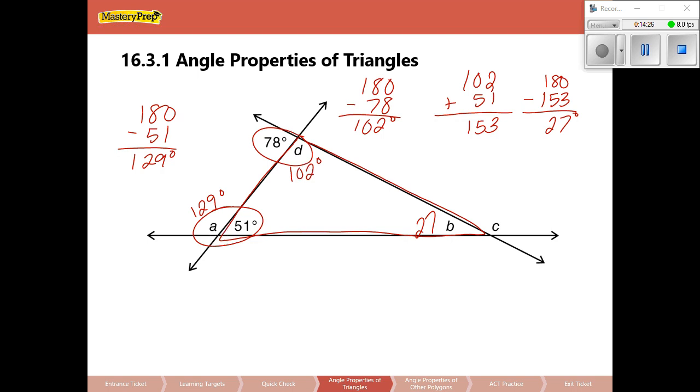And lastly, if we want to find angle C, we would subtract 27 from 180, or we can add up. Because I'm trying to get from 27 to 180. Well, 3 would get me from 27 to 30. 30 to 180, I would need 150 and a 3. You can just add up to it. So angle C would be 153.